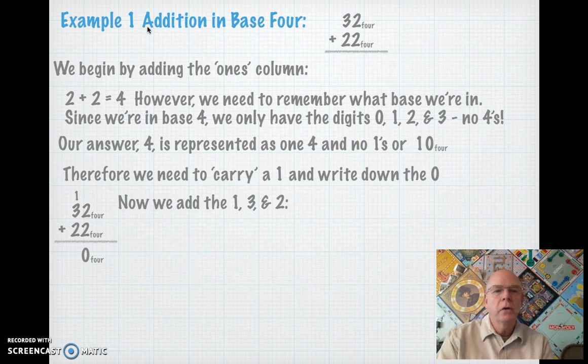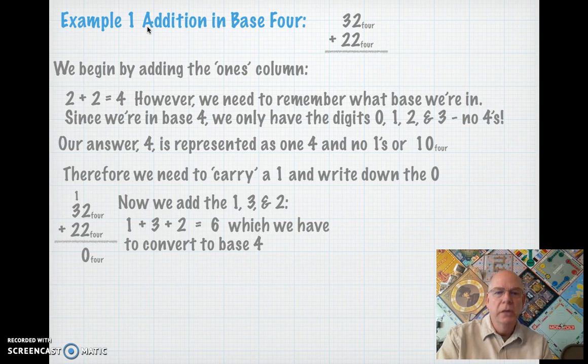All right, so now we are ready to add that next column. We're ready to add the 4's column. So when we add the 1, 3, and the 2, we get 6. But again, we don't have 6's in base 4, and so we need to convert that to base 4. Well, a 6 is one 4 and two 1s, or in other words, 12 base 4.